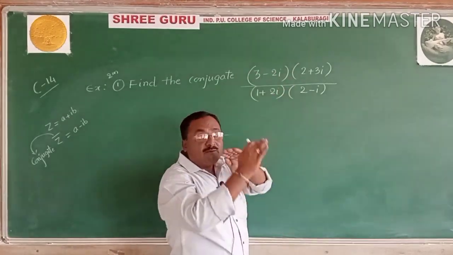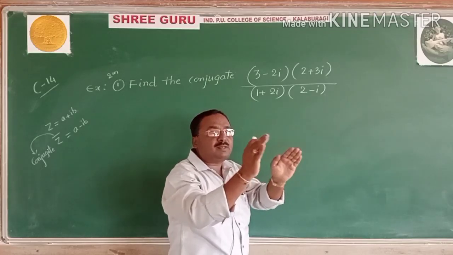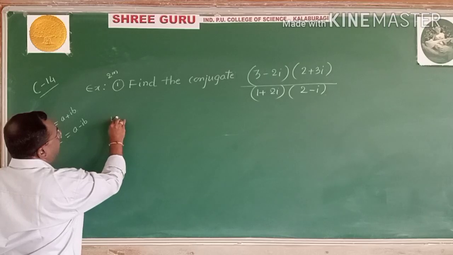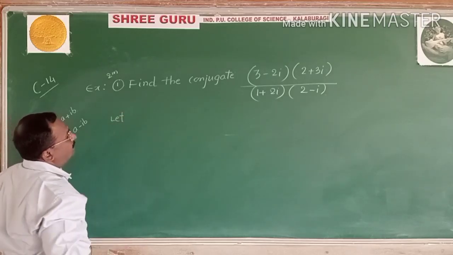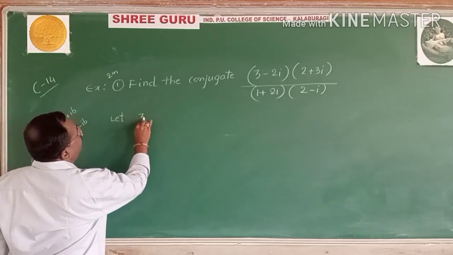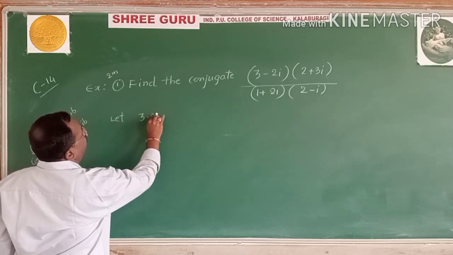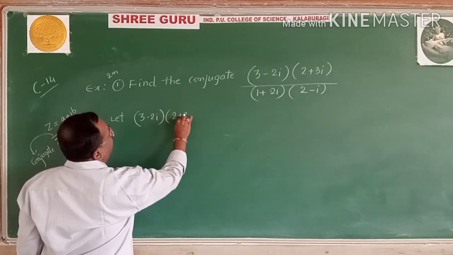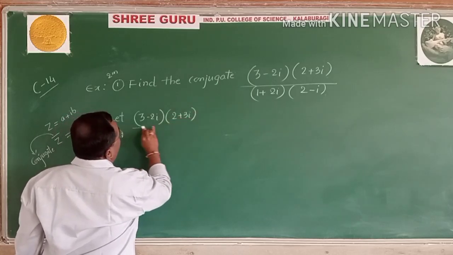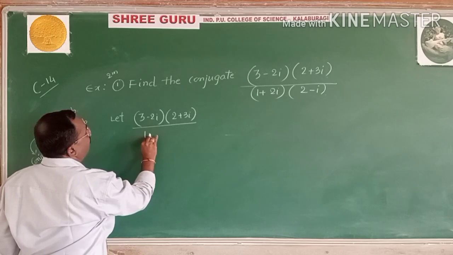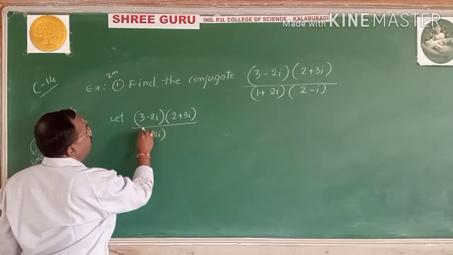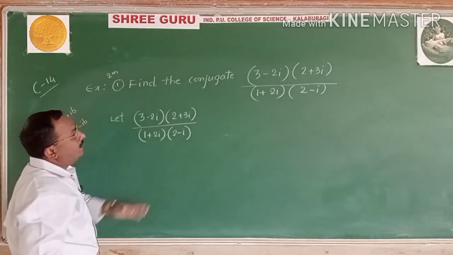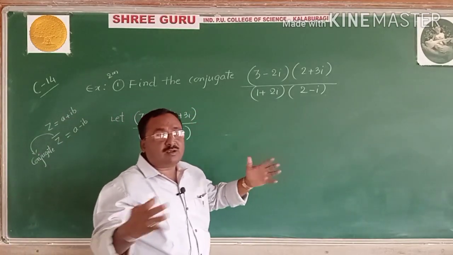Product and division. First express in the form of a plus ib. First convert to a plus ib form. The expression is (3 minus 2i) into (2 plus 3i), divided by (1 plus 2i) into (2 minus i). Don't write the conjugate individually. First express this in complex form.